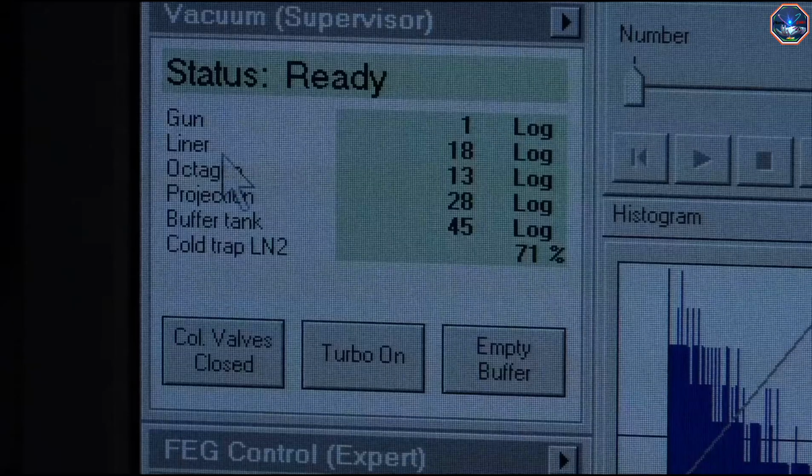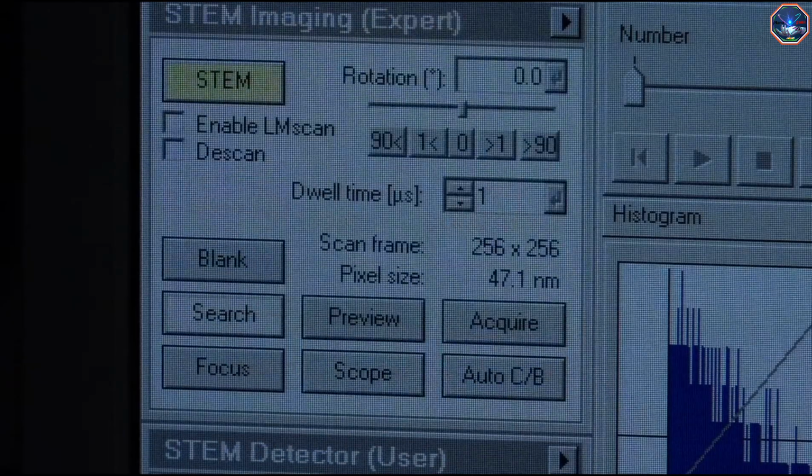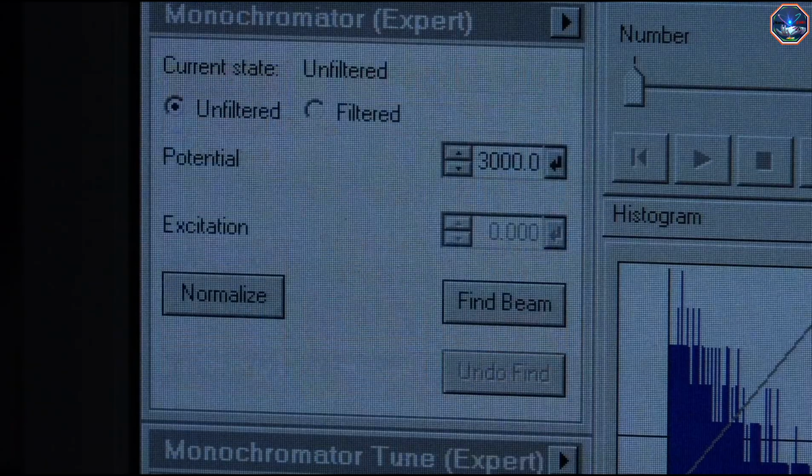Next, we check some safety parameters of the instrument. We want to make sure that we have reached the appropriate vacuum and have an appropriate beam emission current that is not too high or too low.